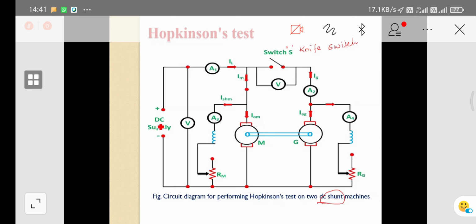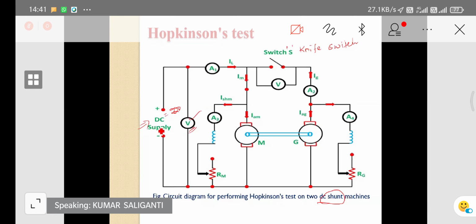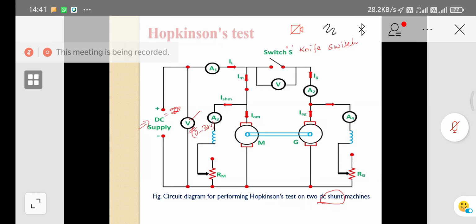Here I have given DC supply to the motor as an input. How much voltage we get from the source, you have to check with the help of this voltmeter. Suppose the DC supply is 220 volts, then that amount of voltage is obtained from the supply. You have to check it with this voltmeter, which is rated 0 to 300 volts.